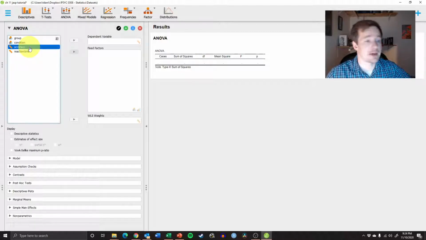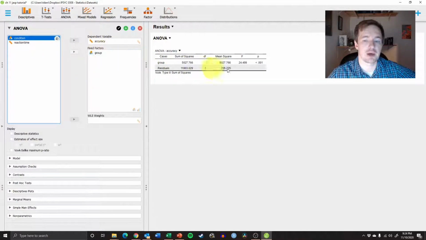So I'm going to go with accuracy first. So I'm going to throw accuracy in the dependent variable, and now I can pick between these possibilities. I can throw group in here, and then it'll analyze accuracy by group, or I can throw condition in there, and it'll analyze accuracy as a product of condition. Or I can do both of them, and that is what we'll do soon. But first, I want to just look at it in terms of group. So I just throw in group right here, and we can see what appears to be a significant effect.